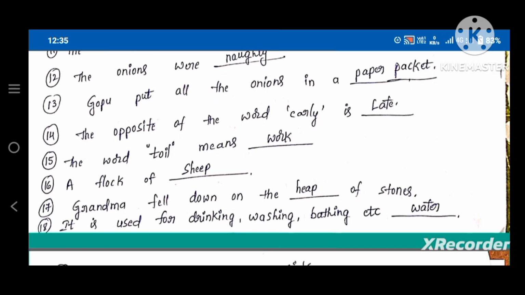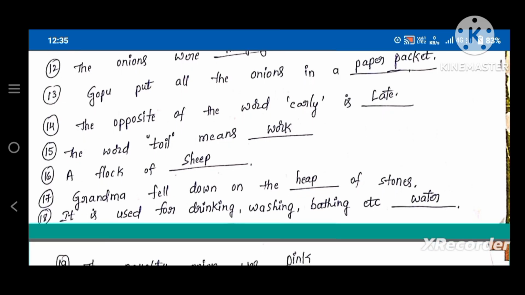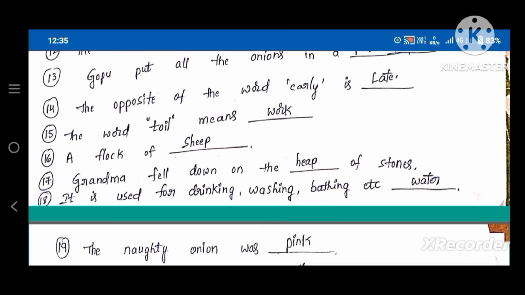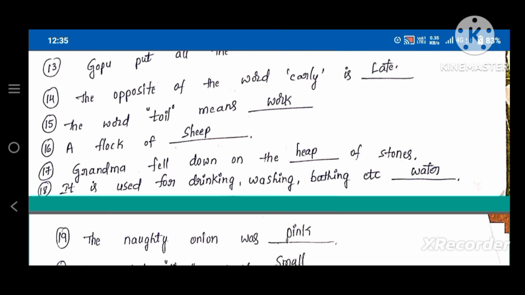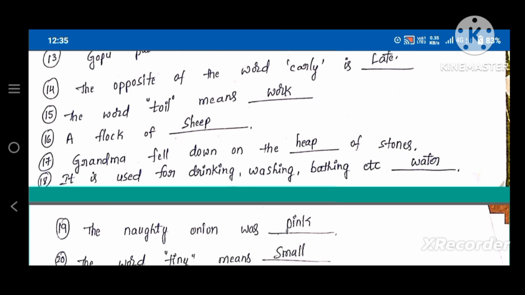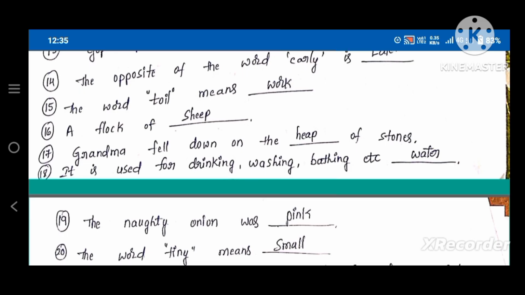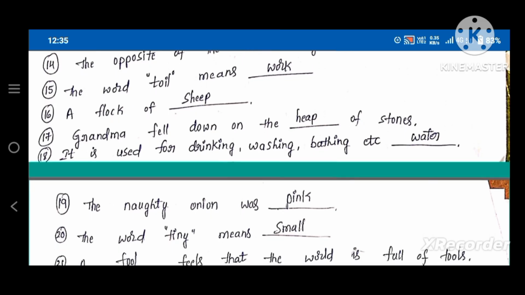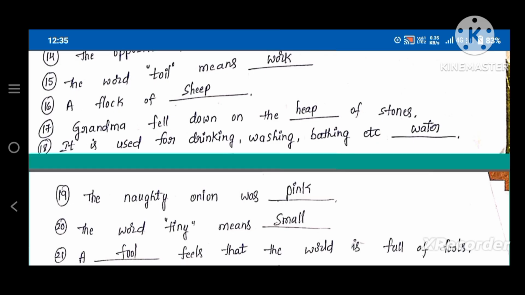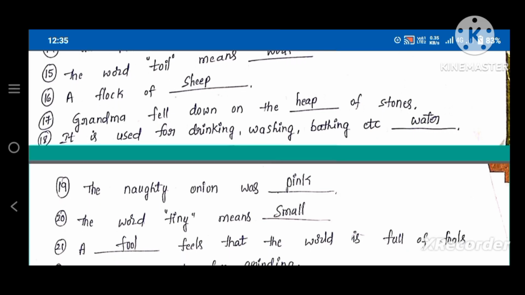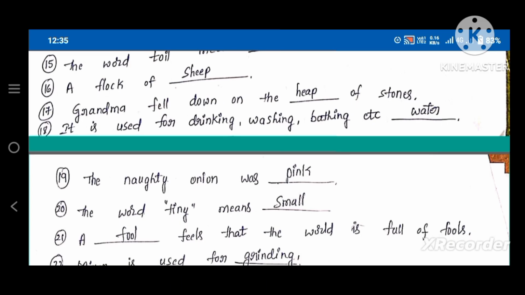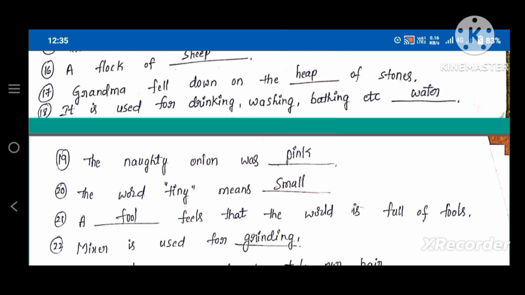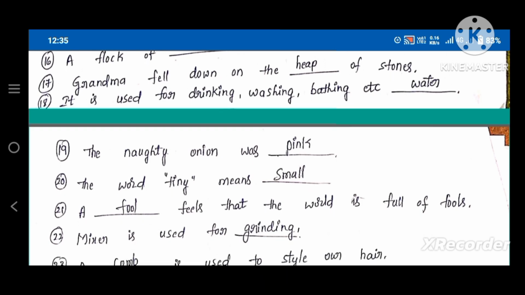13th one, Gopu put all the onions in a paper packet. 14th one, the opposite of the word early is late. 15th one, the word toil means work. 16th one, a flock of sheep. 17th one, grandma fell down on the heap of stones. 18th one, it is used for drinking, washing, bathing, etc., water. 19th one, the naughty onion was pink. 20th one, the word tiny means small. 21st, a fool feels that the world is full of fools. 22nd one, mixer is used for grinding.